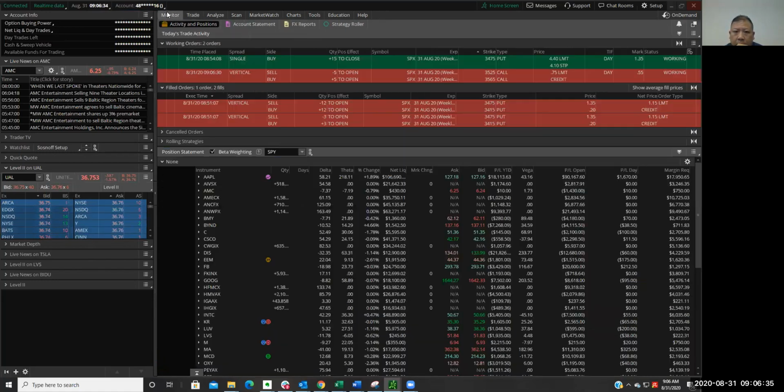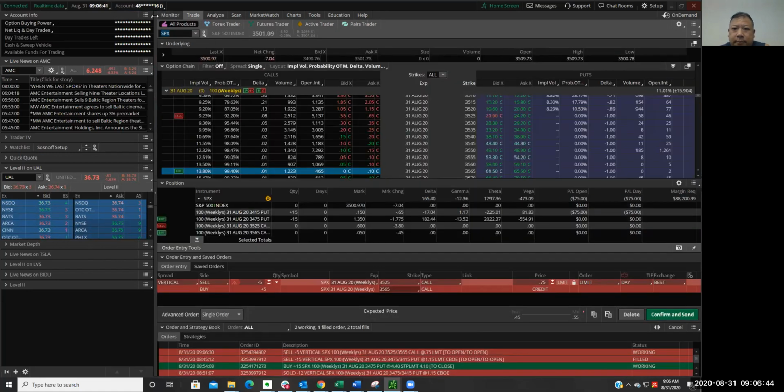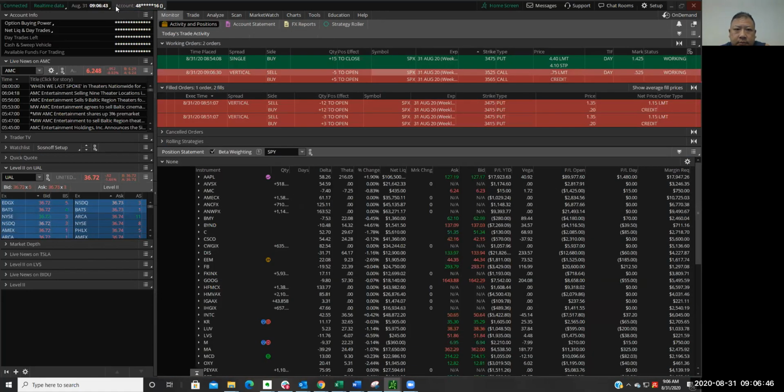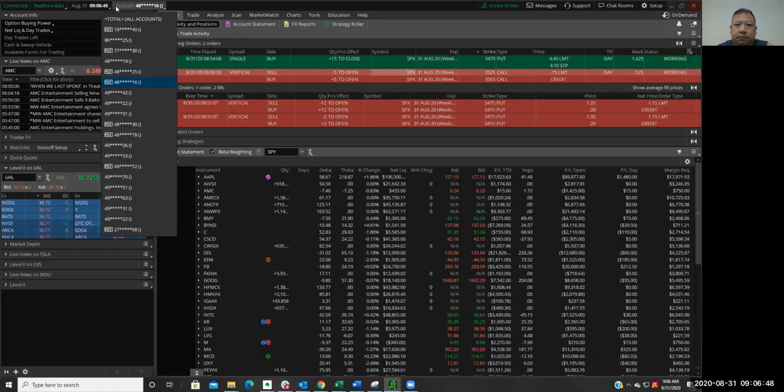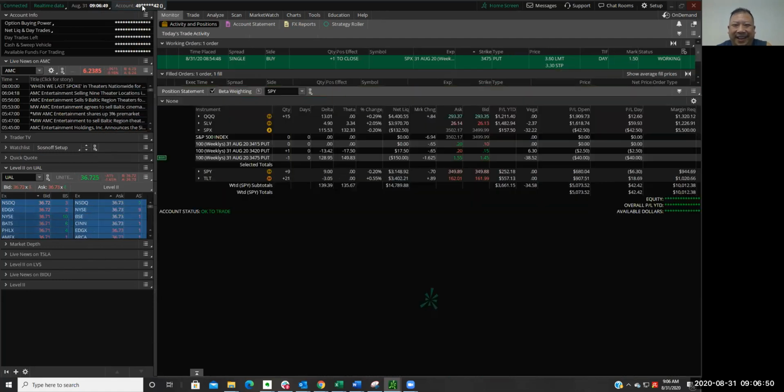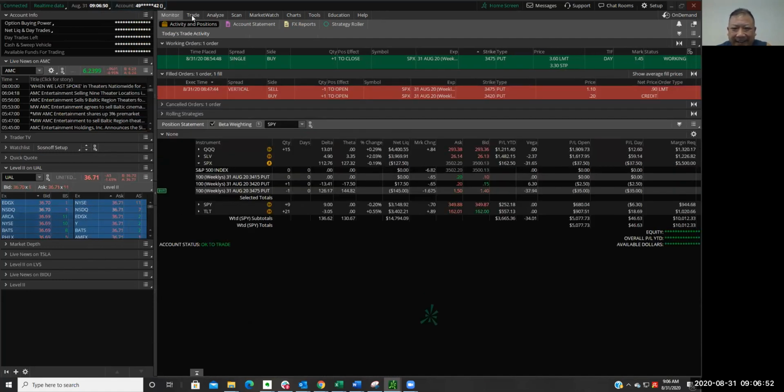So this is the process I go through. And as you see, I trade about 15 to 20 accounts. And since I'm hiding the account numbers because I'm recording it, it makes it a little bit more challenging to pull off, right? Yeah.